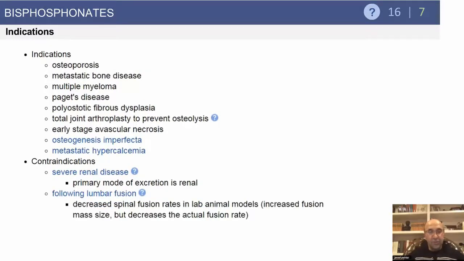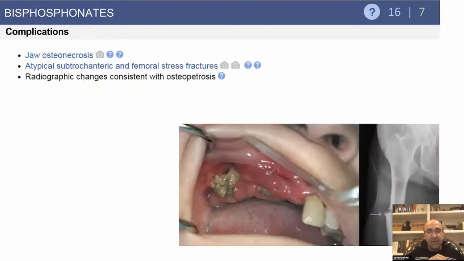Indication for their use, most important ones to remember is osteogenesis imperfecta, early stage of avascular necrosis, metastatic hypercalcemia, or for that matter, any type of hypercalcemia, including that caused by Paget's. Contraindication, severe renal disease, and patients who've undergone lumbar spine fusion, as it might influence fusion. One of their scary complications beside the subtrochanteric fracture is osteonecrosis of maxilla, the jaw.